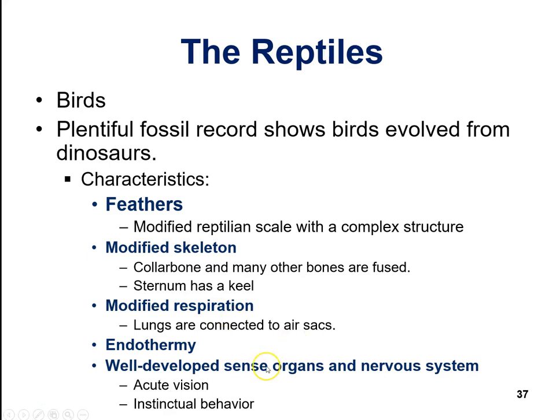Modified respiration, same thing. They're up in higher pressure areas, and if they're flying, they need a constant supply of oxygen. And so they have modified lungs. And we'll talk about this when we talk about the respiratory system.